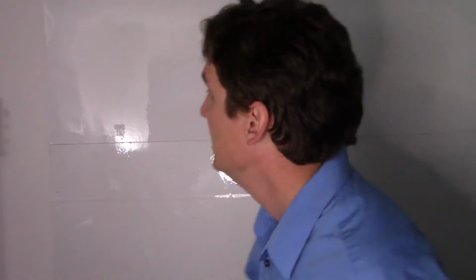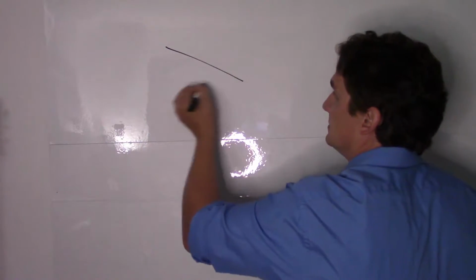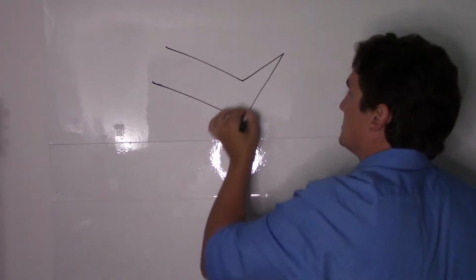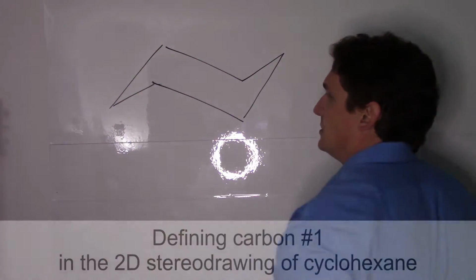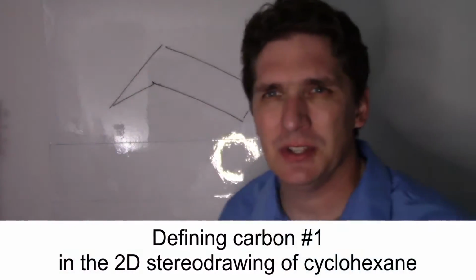All right, so when we look at these 2D stereo projections of cyclohexane rings, a question I've been asked by students and instructors is which carbon is which in this drawing?